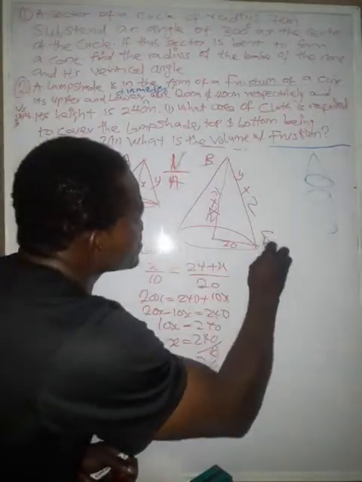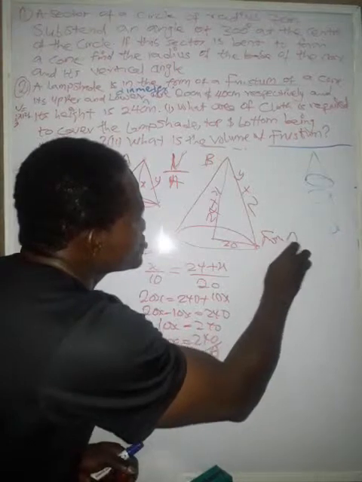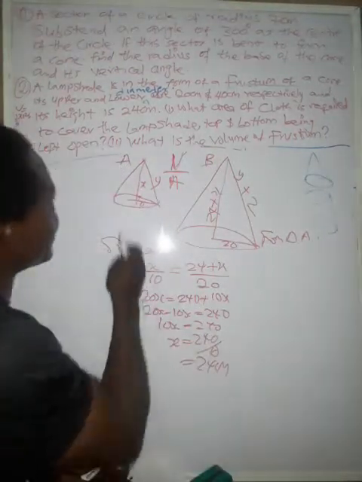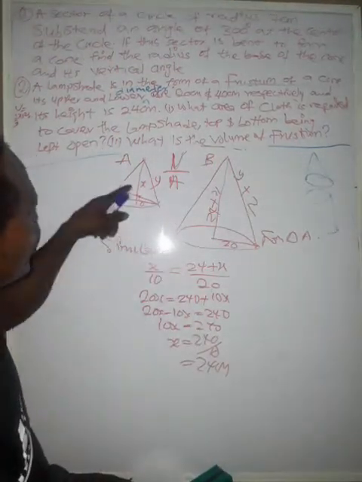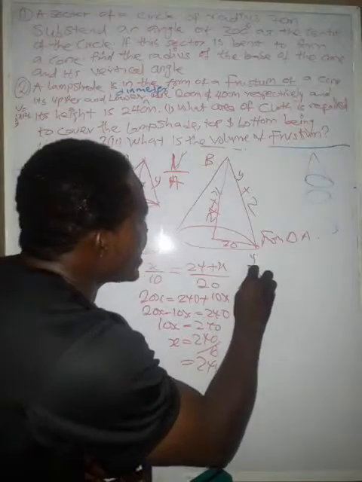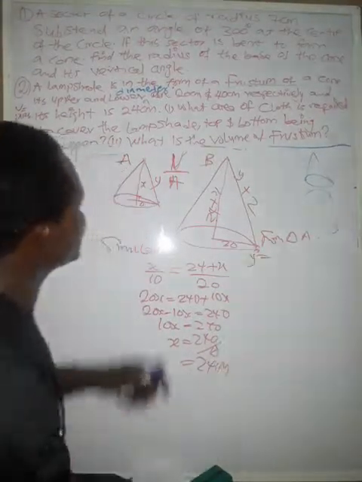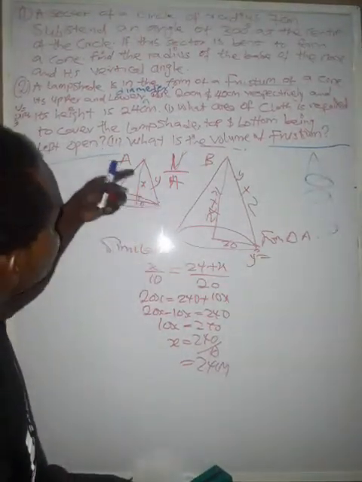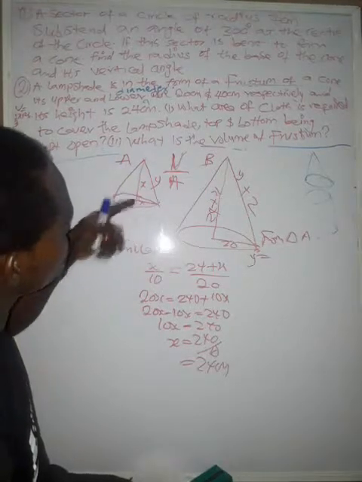So if I say from triangle A now, what do I have? Applying Pythagoras theorem, I want to calculate y. That is y squared will be equal to, because it's the longest side, the square of this plus the square of this.